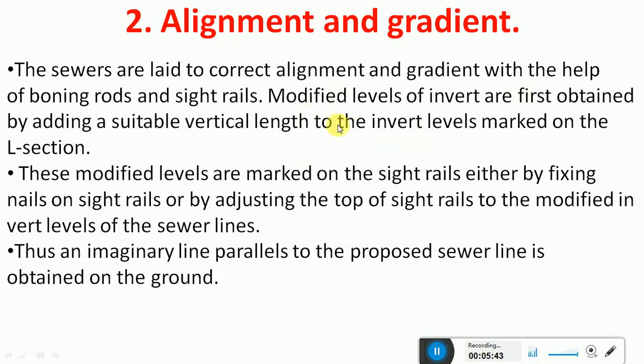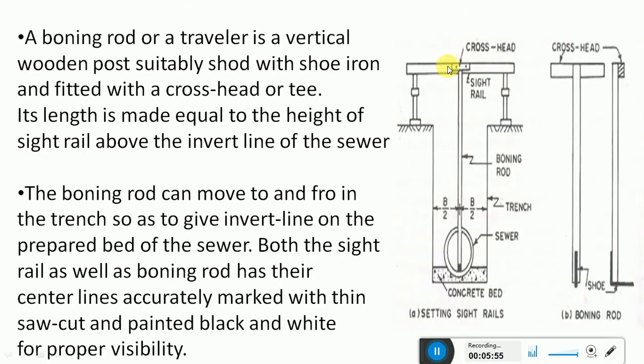The invert levels, meaning the bottom level of the sewers, are obtained by adding a suitable vertical length to the invert level marks on the L section. I'll show you the diagram so that you will understand. This is the invert level of the sewer. We will lay the sewer and take the invert level, and this will be in a pit. This is the trench and this is called the boning rod.